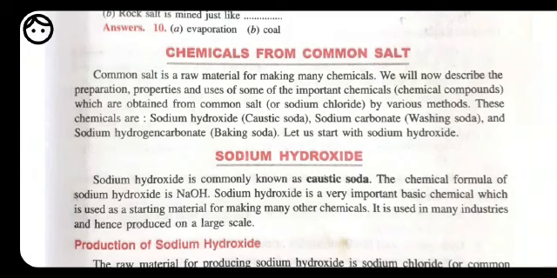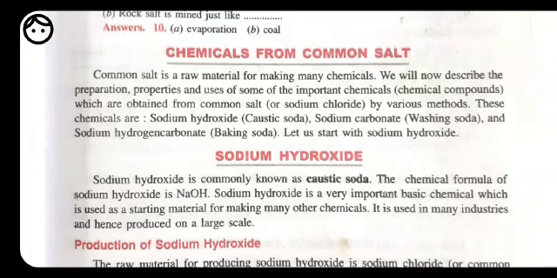Sodium hydroxide is also called caustic soda. By the name only you can write the formula: sodium as Na and hydroxide as OH. That's why it is called sodium hydroxide. It is a very strong base with a pH of 14. That's why it is considered the strongest base.